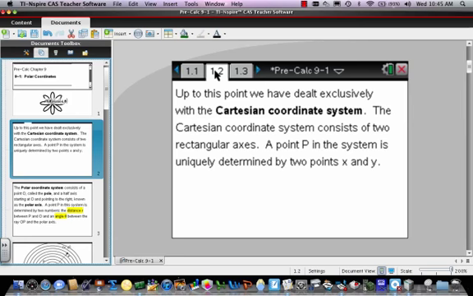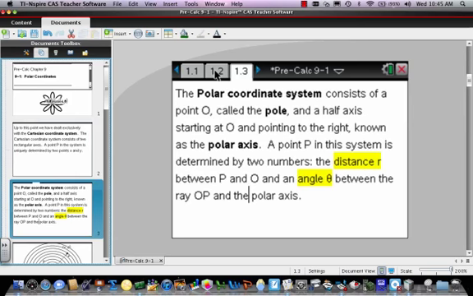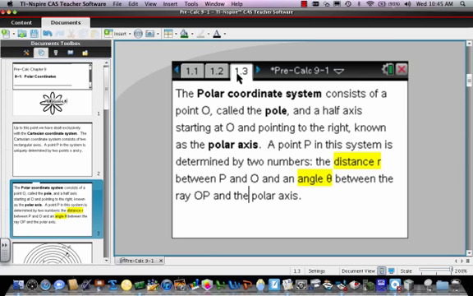Now, when we get to the polar coordinate system, this is a whole new ball game. It consists of a point O called the pole, and a half axis starting at O and pointing to the right, known as the polar axis. So really it's just like an x-axis going to the right. But instead of an x and a y, we have two other features, r and theta, as you can see by the highlighted stuff there.